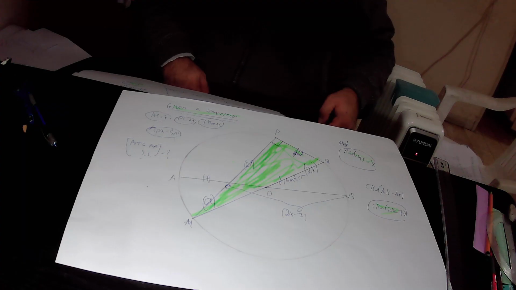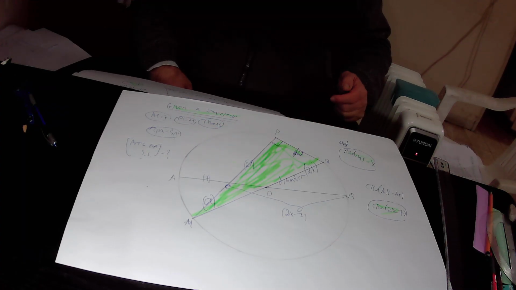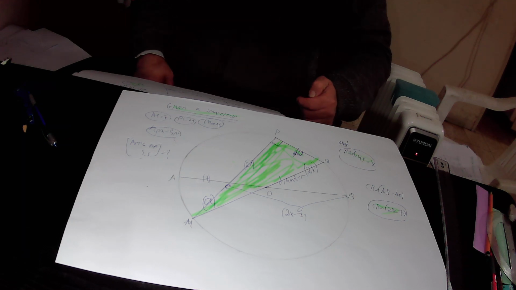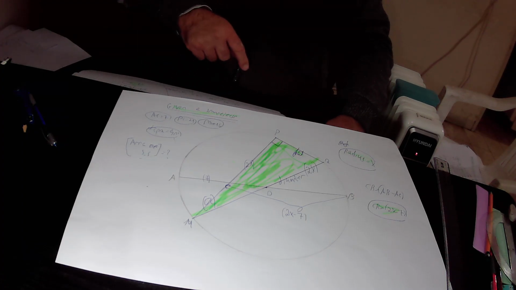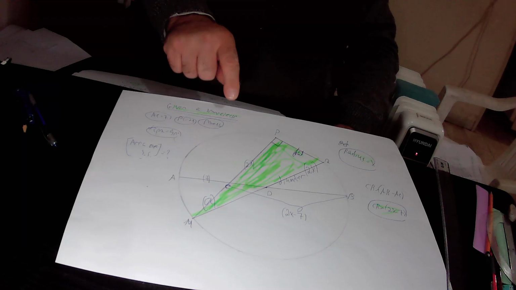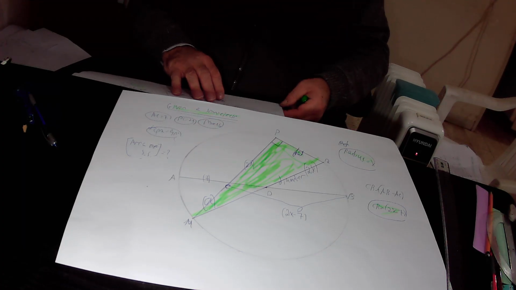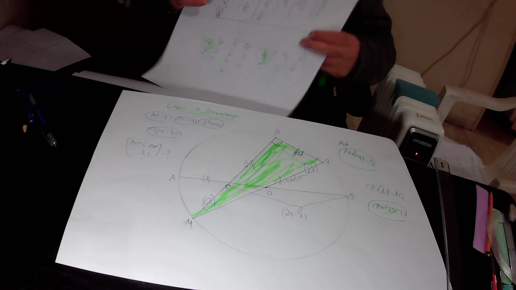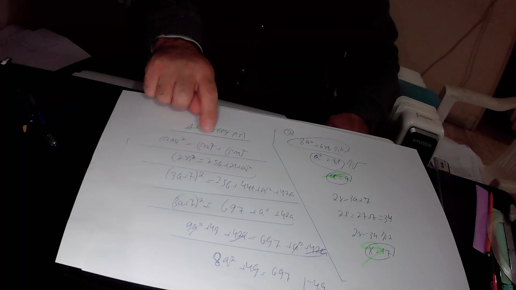In the next step, we implement the Pythagoras theorem on this right triangle, MPQ. According to the Pythagoras theorem, in any right triangle, the square of the hypotenuse equals the sum of the squares of the perpendicular sides. So in this right triangle MPQ, QM squared, the square of the hypotenuse, equals PQ squared plus PM squared.